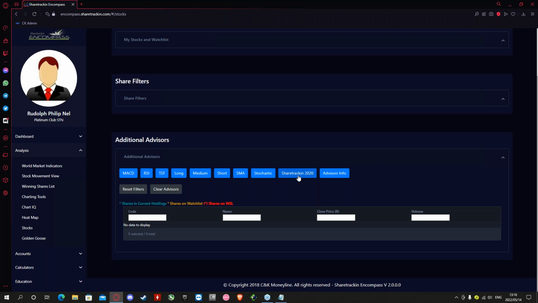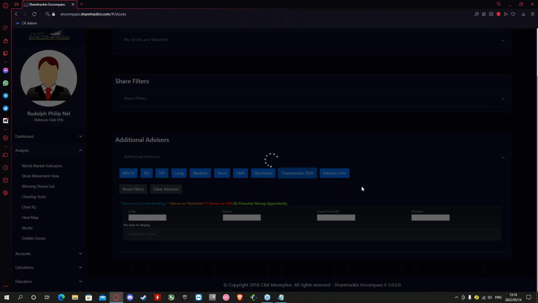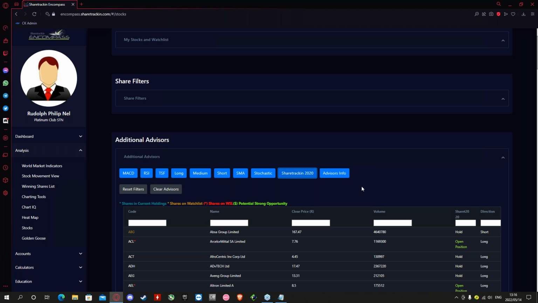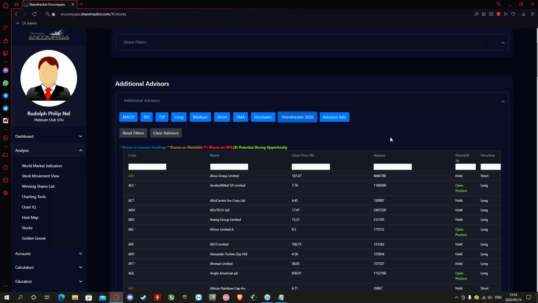But for now, we're going to work on the Sharetrackin 2020 Advisor, which is given to us. The Sharetrackin 2020 Advisor already has some calculations in it, so you don't need to add a stochastic or an RSI or a long and a medium term, nothing like that. You only add the Sharetrackin 2020. I'm just going to click on that. Underneath the Sharetrackin 2020, you've got all your shares, same as yesterday's webinar. So your code, the name of the company, the closing price, which is the closing price for yesterday, the volume it's been trading on, whether you can open a position, and also the direction you need to open the position in.